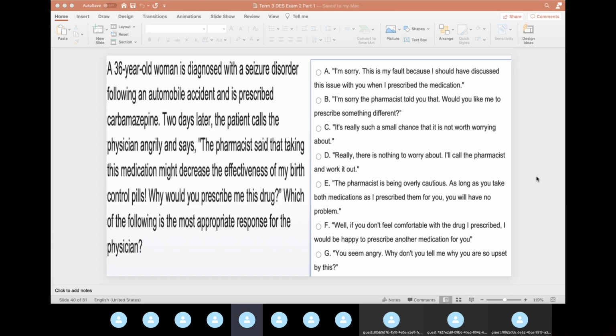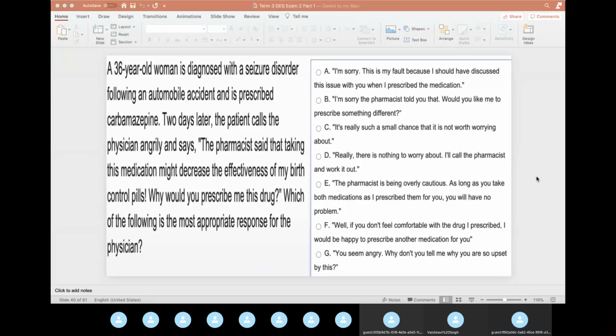A. I'm sorry. This is my fault because I should have discussed this issue with you when I prescribed the medication. Any other? What do you think is attractive? It holds himself accountable, and you should have had full disclosure about it. These are the side effects. You have to discuss risks and benefits. Okay. Any other answers? Remember, the most appropriate response for the physician. Based on the ethics of it, I feel like it's G, even though it seems like a weird answer. Okay, someone is saying G.